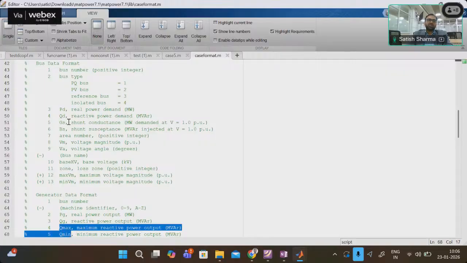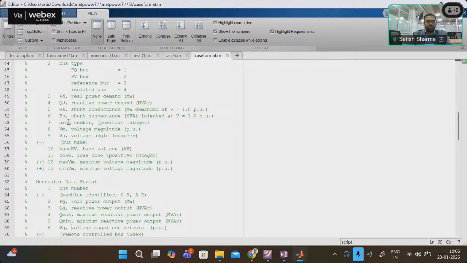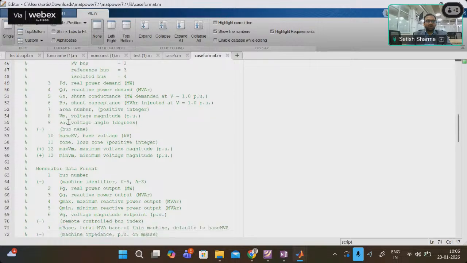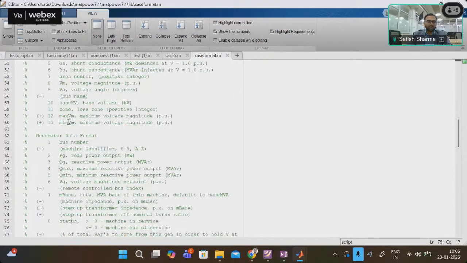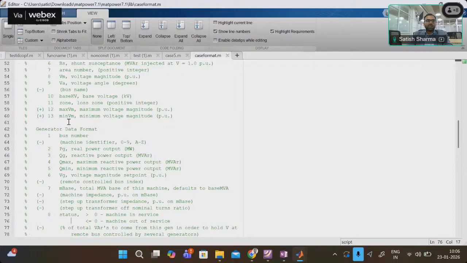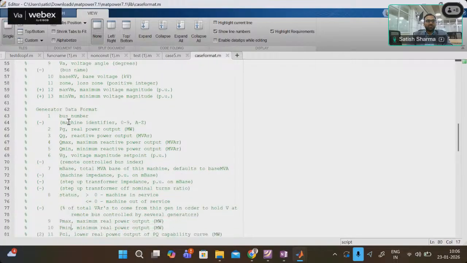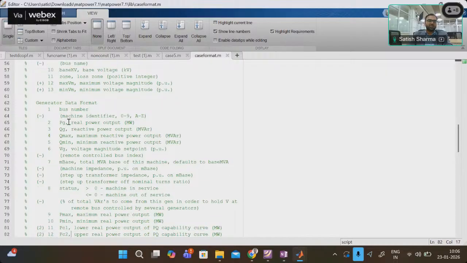But columns 4 and 5 are important. What is the reactive power limit? The maximum and minimum limits are given in the fourth and fifth columns, which will be useful for ACOPF. Then voltage magnitude set points. What is the total base of this machine? Whatever the generator is, what is the base for that? And we can put that machine either in service or out of service, so this status will give you that. Columns 9 and 10 are again important: the maximum PG and the minimum PG, which we are going to use for DCOPF as well.